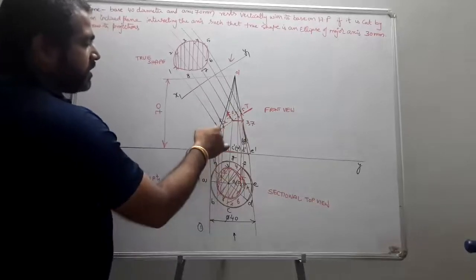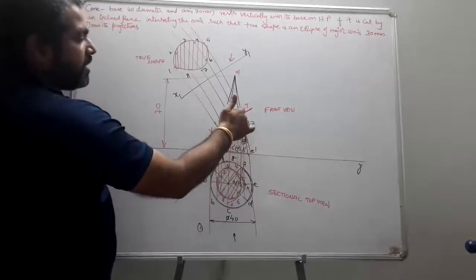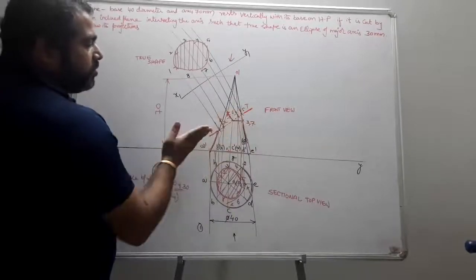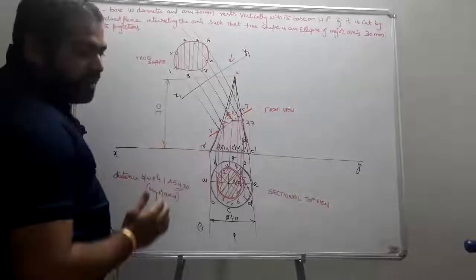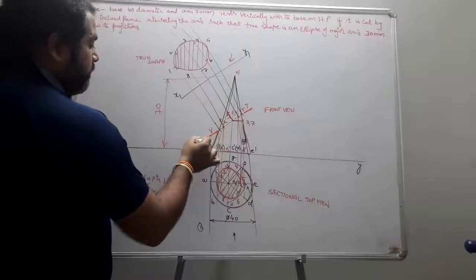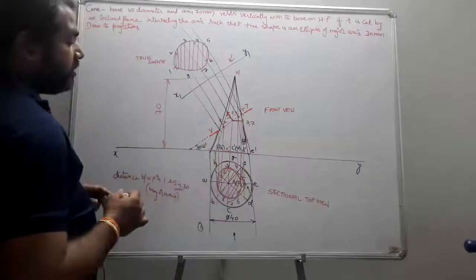From here I project, it cuts the cone here. From here if I project, it cuts it here. These become your 2 end points. If I join these two, that becomes your cutting plane. And now this becomes your inclination with the, so this is some theta.